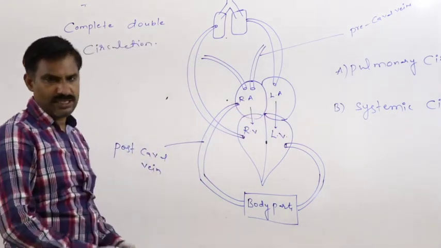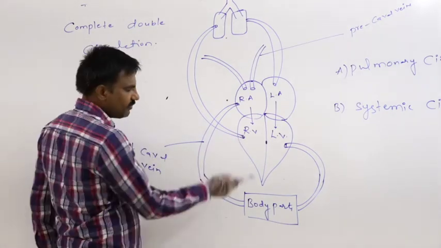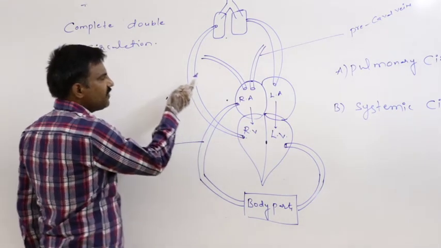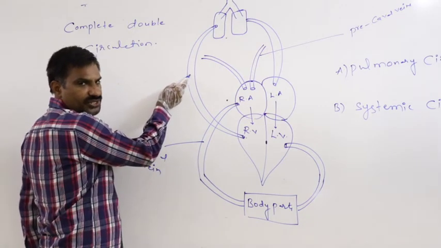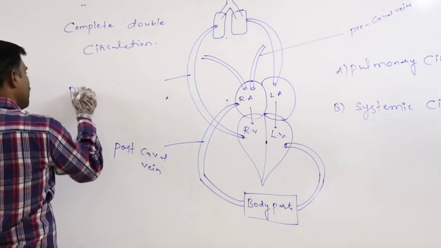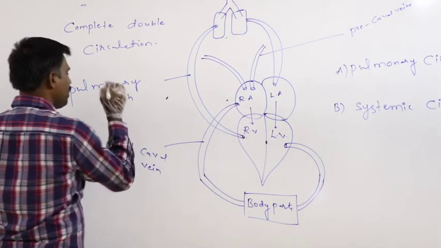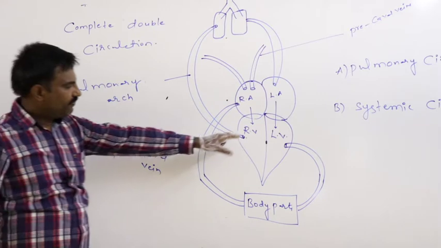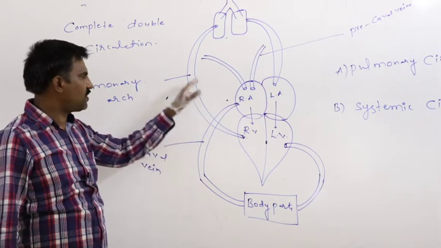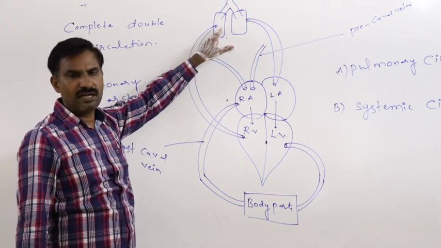Pulmonary circulation is nothing but from the right ventricle, deoxygenated blood is at first pumped into the pulmonary arch. This is said to be the pulmonary arch. From the right ventricle, deoxygenated blood is at first pumped into the pulmonary arch, from where that is supplied to the lung for purification.